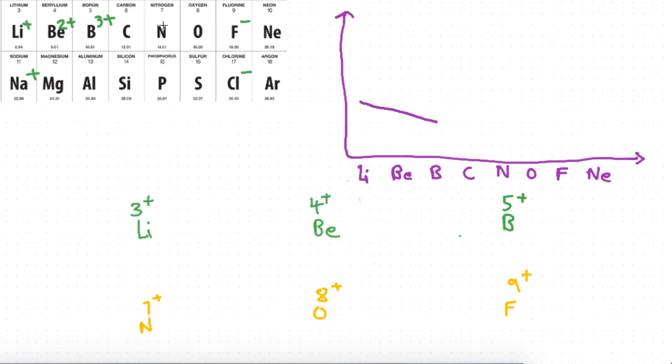Ionization state: nitrogen 3 minus because it gains 3 electrons to form the full shell, oxygen 2 minus, and fluoride ion 1 minus. Same number of electrons, they have 10: 2 from the first electron shell, 8 from the second electron shell.